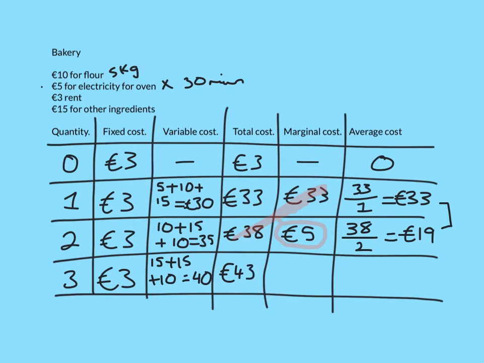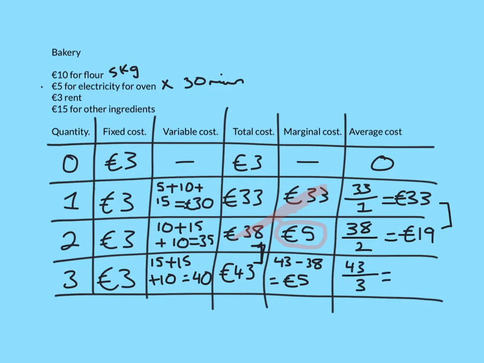And my marginal cost, again, just to show you, marginal cost is the 43 minus the 38. So we're working between these two here. And that's going to give me, it's gone up by €5 again. Okay. And then what we see here is that we have our total cost, which is €43, divided by 3 this time.